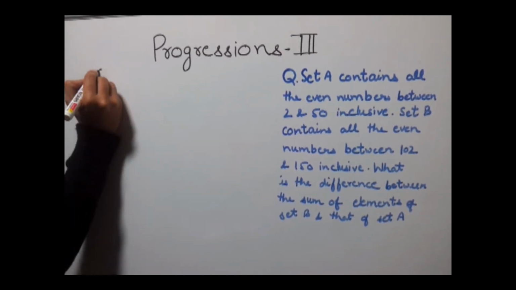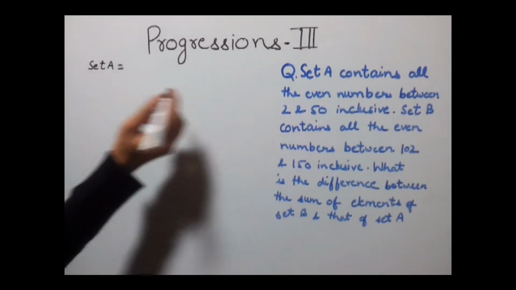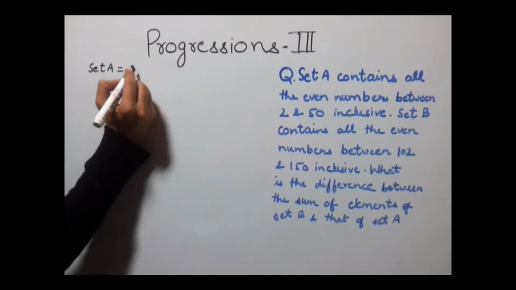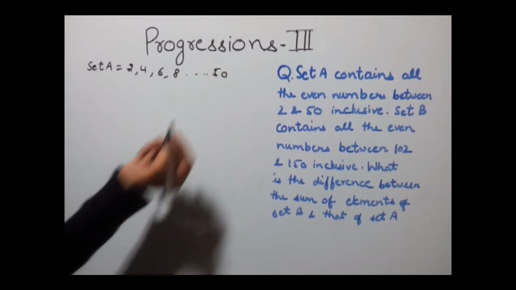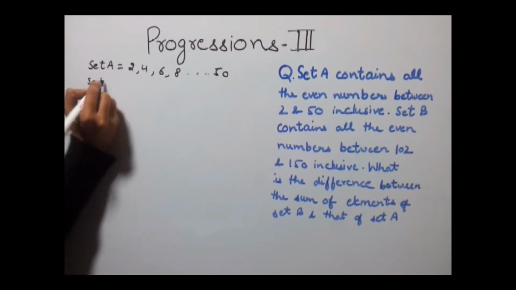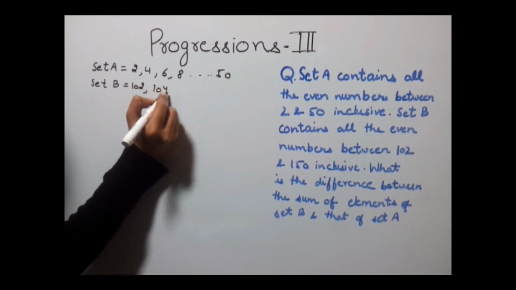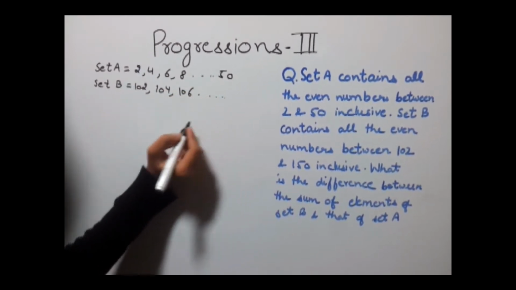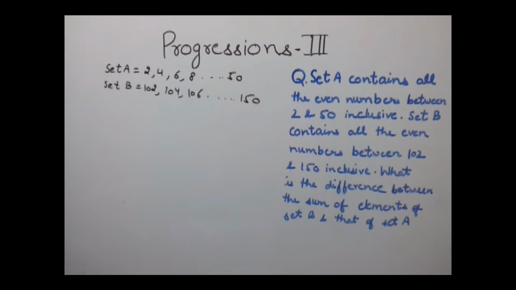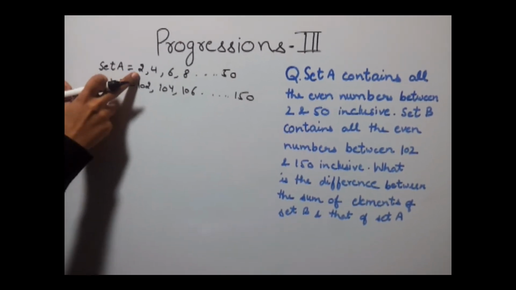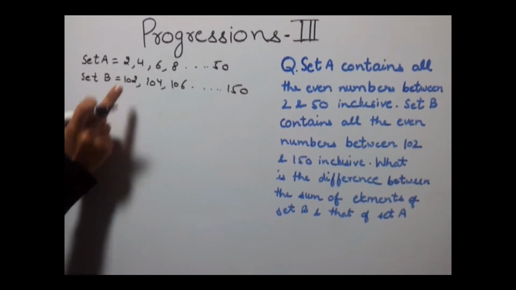So our set A would be equal to even numbers between 2 and 50 inclusive, that is, 2, 4, 6, 8, and so on till 50. Similarly, set B would be equal to 102, 104, 106, and so on till 150. Now, the general method to solve this is to find the sum of all the elements of set A and the sum of all the elements of set B and then subtract.